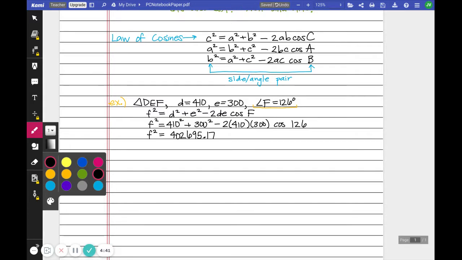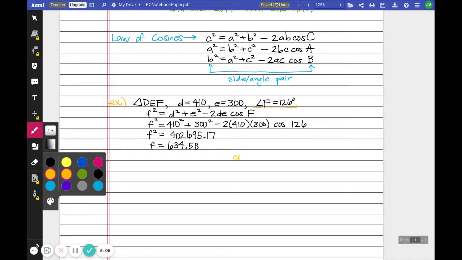Calculators are cool because they store all that information. I finished by taking the square root of that, and I figure out that F is 634.58. That works because that is officially the longest side across from the longest angle. Now we have a complete side angle pair.